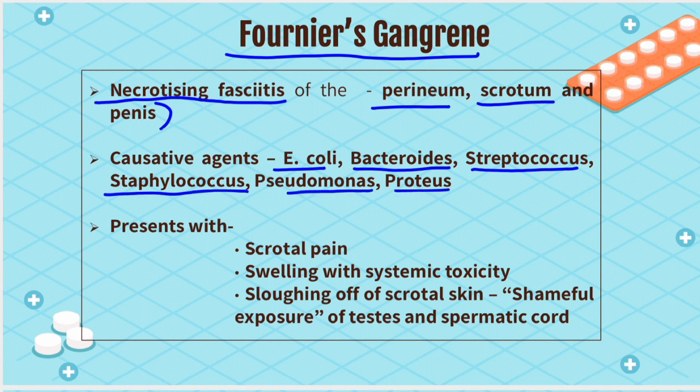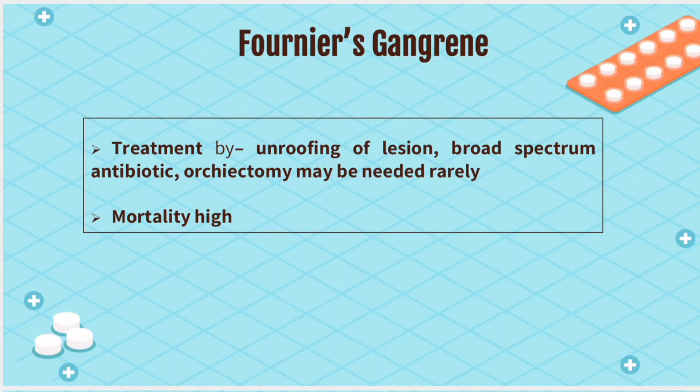This gangrene usually presents with pain in the scrotal region and swelling in the scrotum. Sometimes it can flare up to develop systemic toxicity also. There is sloughing off of the scrotal region, and due to this there is shameful exposure of the testes and the spermatic cord. Coming to the treatment, this involves unroofing of the lesions and use of broad spectrum antibiotics. Sometimes orchiectomy, that is removal of the testes, is also needed, and Fournier gangrene is found to be highly mortal.